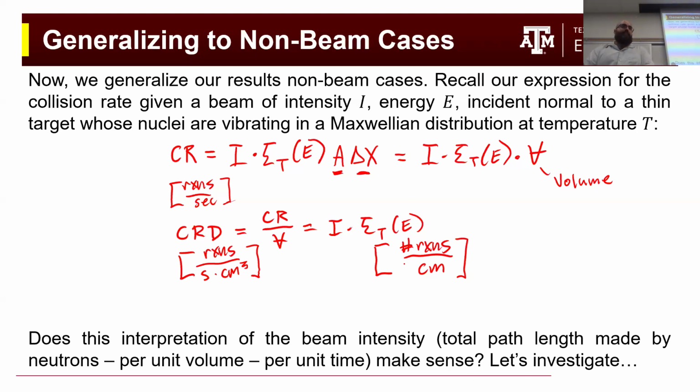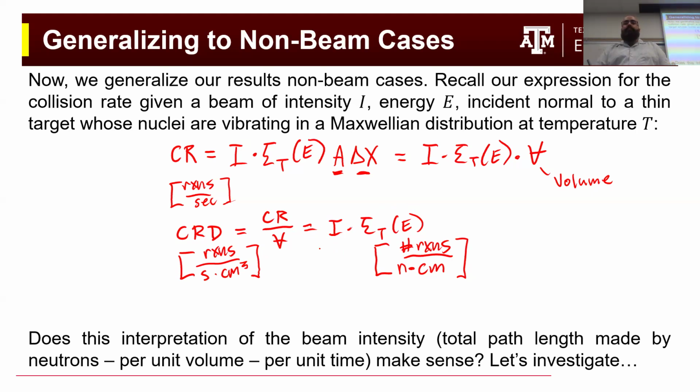We know that that's the definition of the units for the total cross section. And if this is what the collision rate density is, then we can put these two things together. And really, we called it a neutron distance traveled. So we could even just add in the neutron there to just remind ourselves that it's based on the path length of the neutrons in that material.